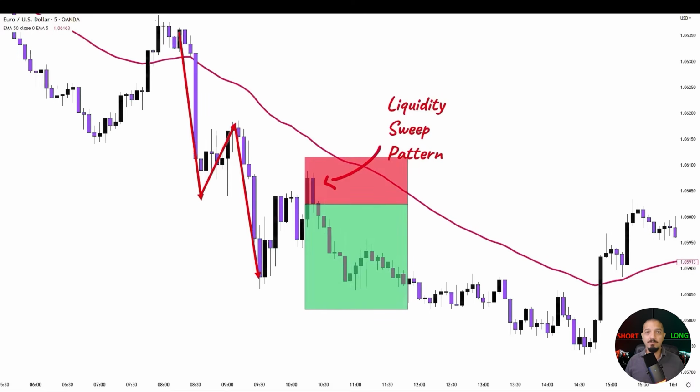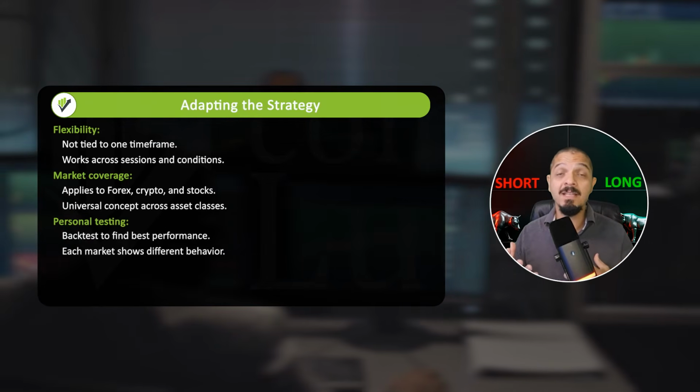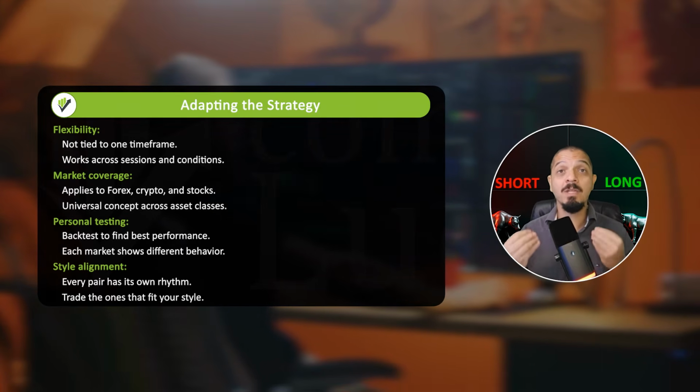That's what we call a failed breakout, and it's exactly the kind of setup we want to catch. That's our trigger to enter the trade. Just like before, we're using structure, liquidity, and confirmation, all working together. And remember, this strategy isn't locked to any specific time frame or trading session.